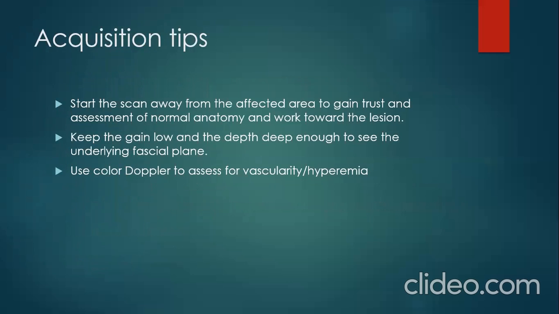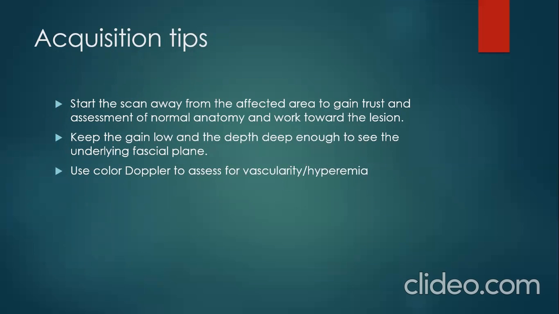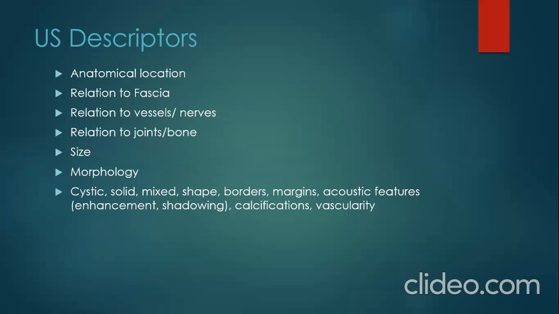Just a few acquisition tips to the ones that you already know. You need to gain confidence of the normal anatomy first so that you can identify the abnormal. So you might consider scanning away from the affected area so that you get an assessment of normal anatomy, then you work towards your lesion. And always keep your gain low and keep the depth deep enough to see the underlying fascial planes. Because some of these lesions might reach fascial planes, so you need to see the extent of your lesion. Otherwise, use color Doppler to assess your vascularity.